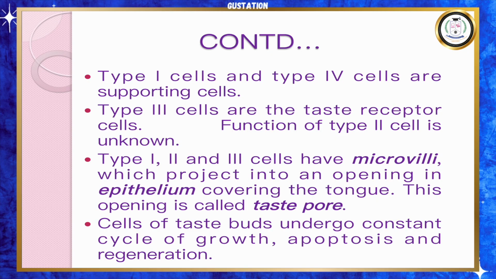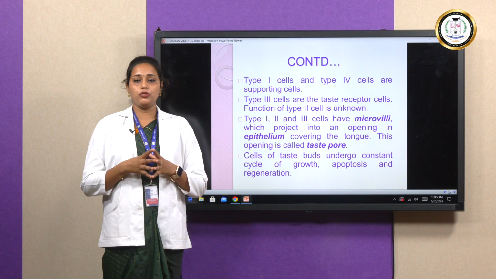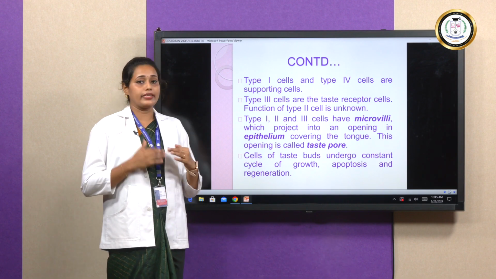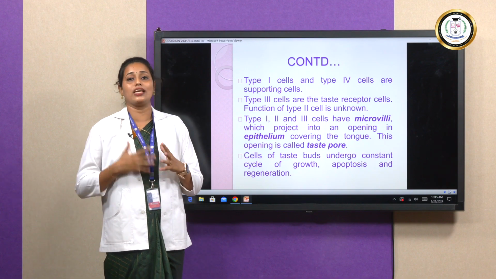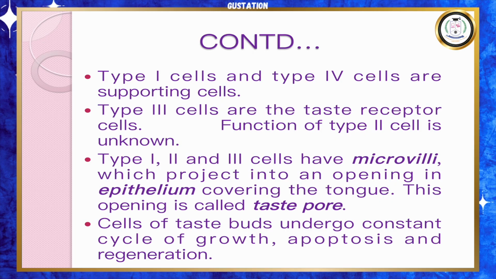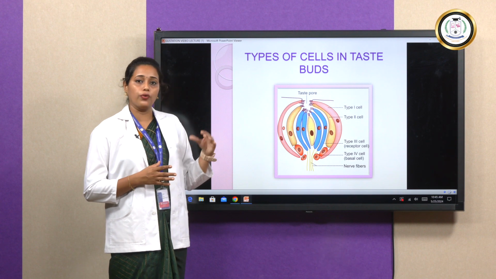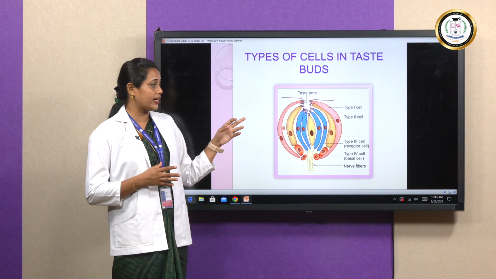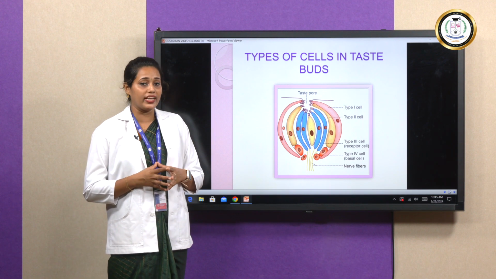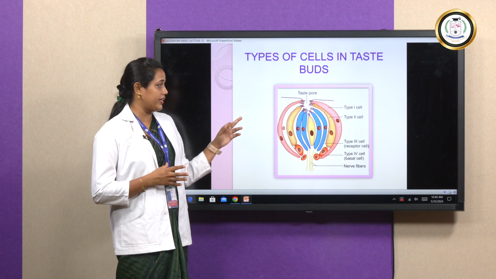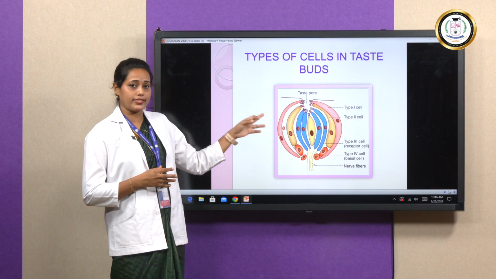The cells of the taste bud undergo constant growth, apoptosis and regeneration. What is apoptosis? Apoptosis is cell death. So what happens? There is a constant growth, degeneration and cell death which occurs in a cyclic manner. Here we have the picture representation of the types of cells in the taste bud. So we have type 1, type 2, type 3. Type 1 and type 4 are the supporting cells. Type 1, type 2, type 3 cells have microvilli which open into the epithelium. So this opening is called the taste pore.